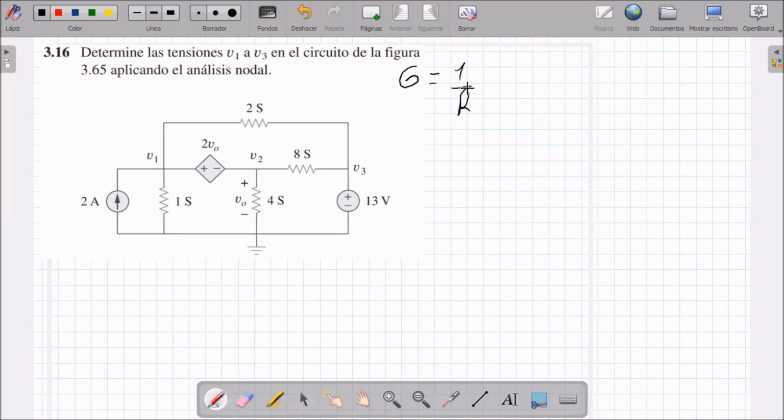Therefore, the voltage that we normally calculate as I times R, if we calculate it in terms of conductance, we observe that the voltage would be equal to the current over the conductance. If we solve for R from here, we have that it is equal to 1 over G. Replacing this here, the voltage is now calculated as the current over the conductance.